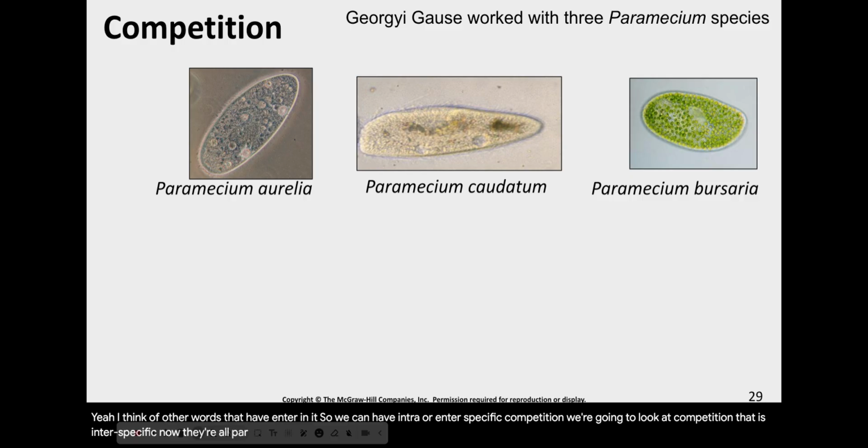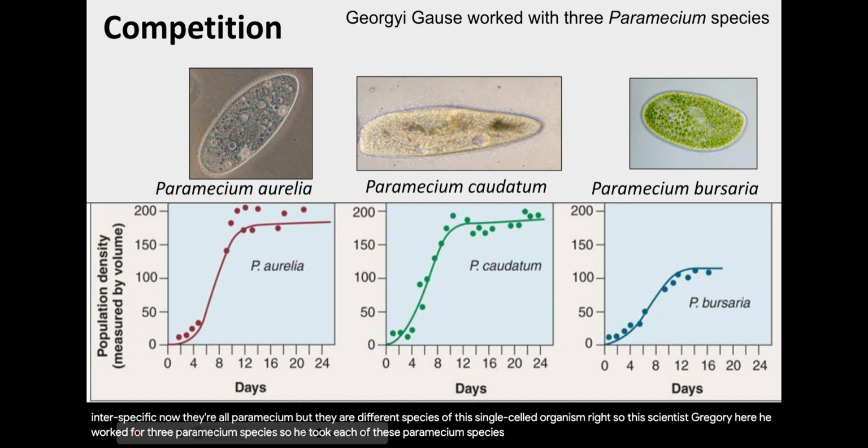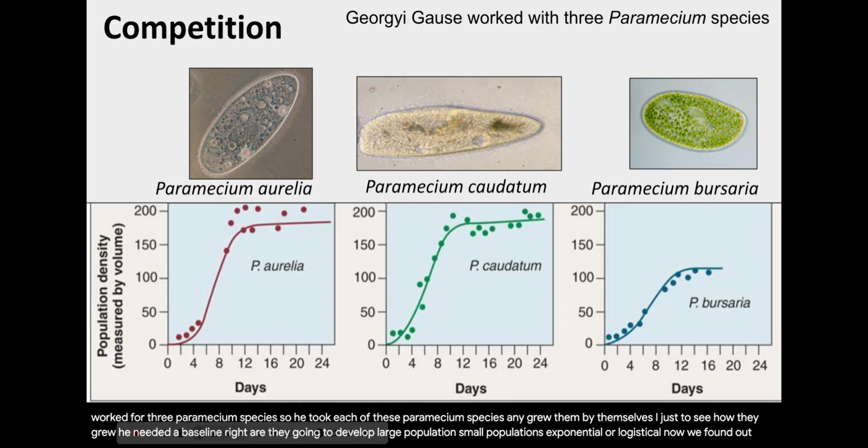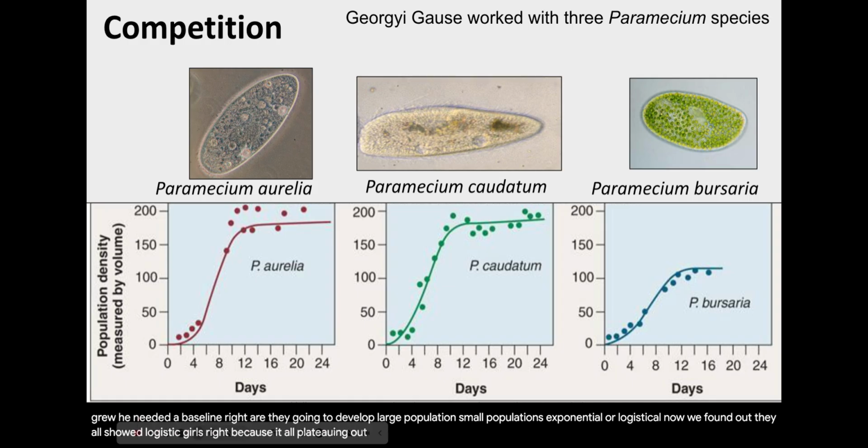Now they're all paramecium, but they are different species of this single-celled organism. So this scientist, Gregory here, he worked with 3 paramecium species. He took each of these species and grew them by themselves, just to see how they grew. He needed a baseline. Are they going to develop large populations, small populations, exponential or logistic growth? We found that they all showed logistic growth, because they're all plateauing out at some point. But he did find that one species doesn't have as big a population, and plateaus out at a smaller density than the others.